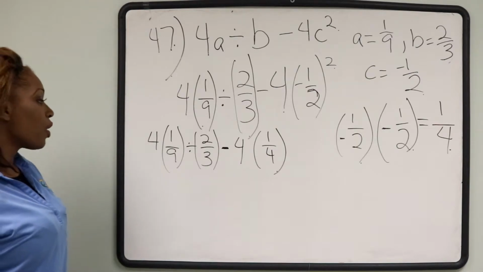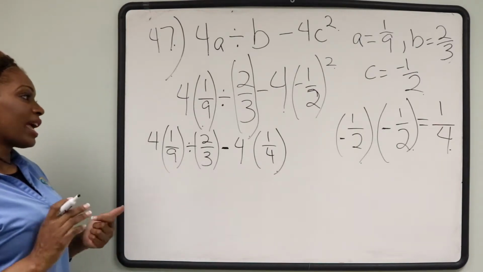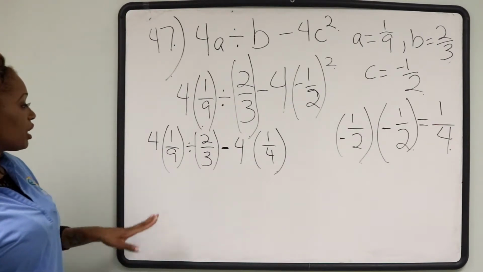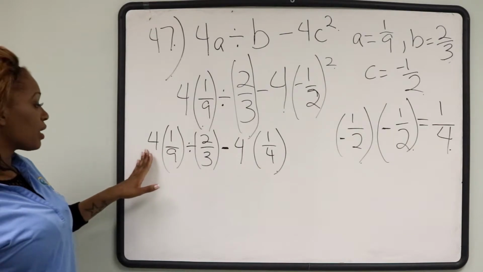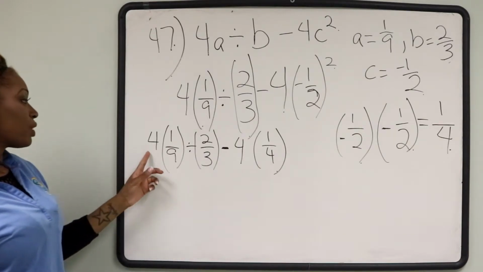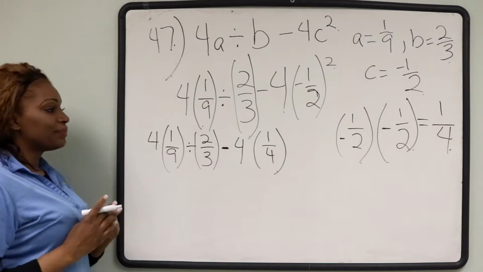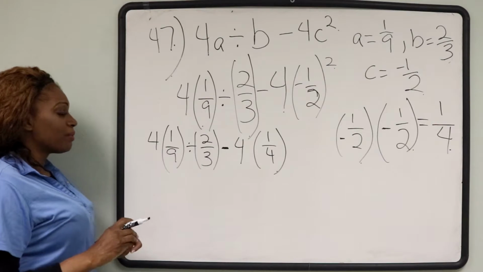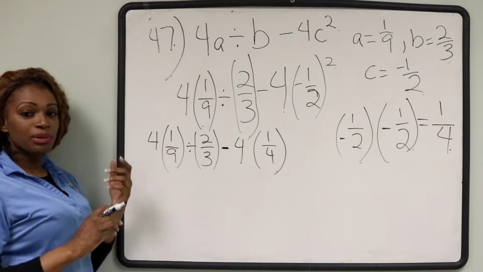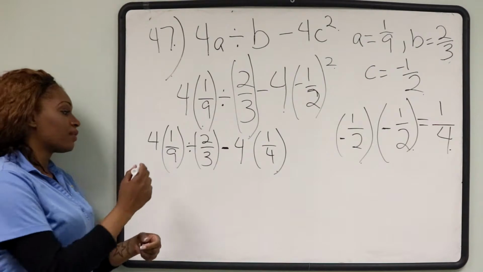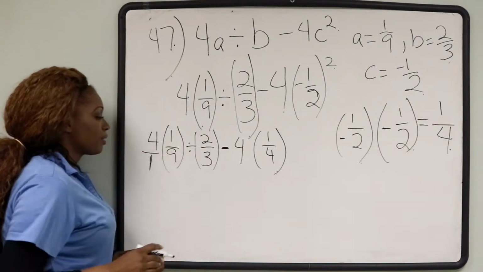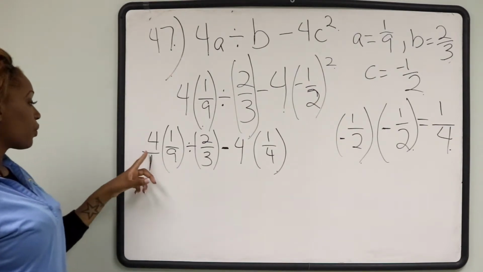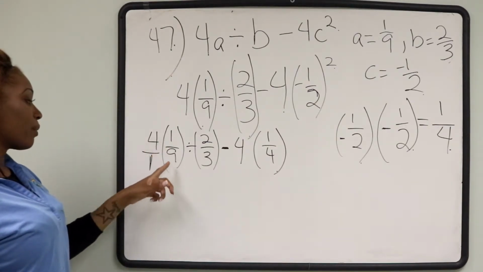Okay, so our next step would be we did exponents. Now we can do multiplication, and we can do multiplication here. We're going to start with the left side first. So we're going to multiply 4 times 1/9. All we have to do is, if you want to make the whole number a fraction, we simply just put a 1 underneath it, and that makes it a fraction, okay? That makes it an improper fraction. So we're going to take 4 over 1 and multiply it by 1/9.